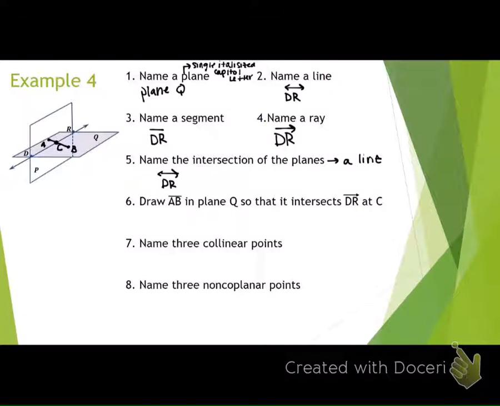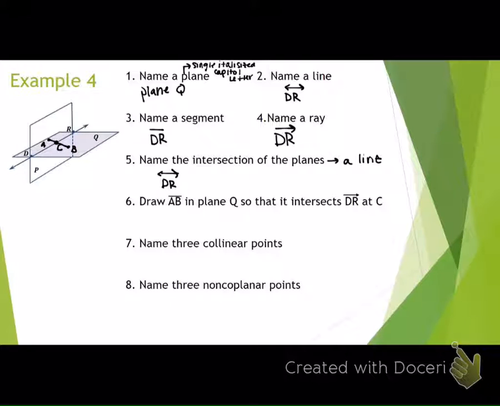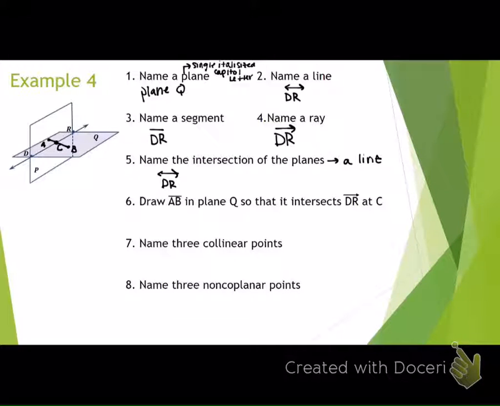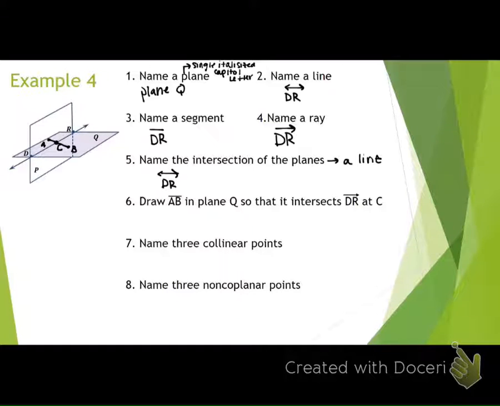And you have a line segment. Notice, are there arrows on them? Are there any arrows? No, it's a line segment. Line segments don't have arrows. They are intersecting DR at C. A, B, and C are collinear because they're along the same line segment.